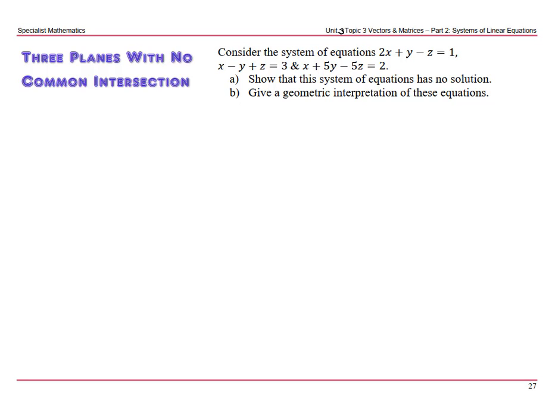This video looks at the case of three planes with no common intersection. Now we've given three equations. Part A, show the system of equations has no solution. So we're told it has no solution, and give a geometric interpretation of these equations.